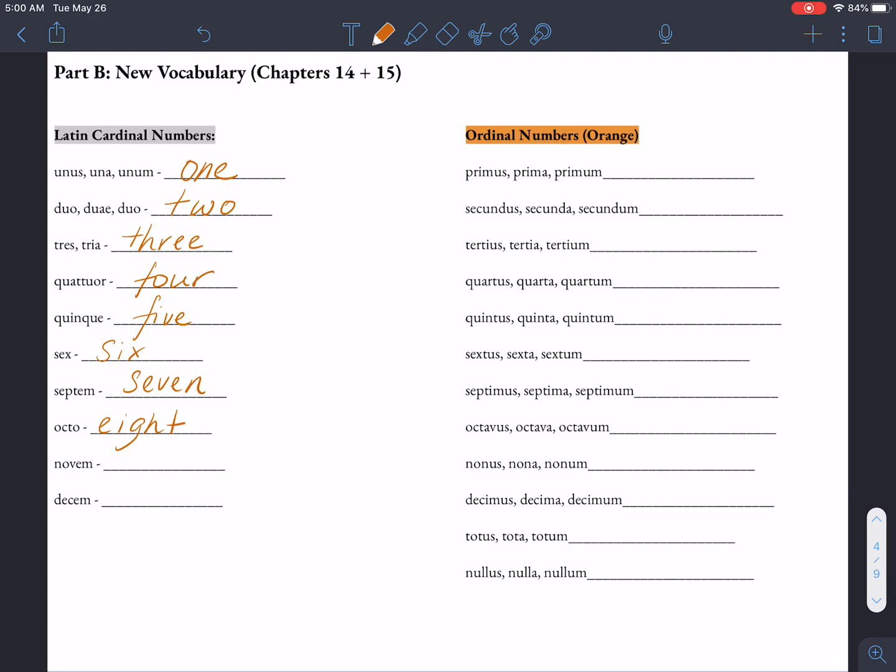Okay, please repeat after me. Novem. One more time. Novem. Right, that means 9. All right, and last but not least, please repeat. Decem. Again, decem. All right, and that, as you might have guessed, means 10.